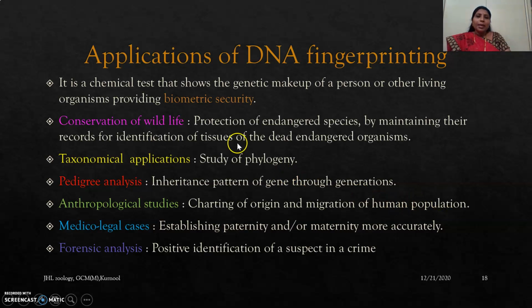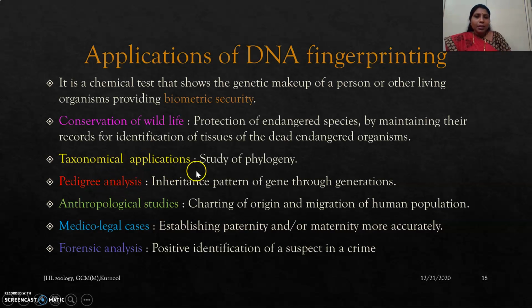As it is a chemical test that shows the genetic makeup of a person or other living organisms, it forms the biometric security. It is involved in the protection of endangered species by maintaining their records for identification of tissues and of dead endangered organisms. That means it is used in the conservation of wildlife. It has taxonomical applications in the study of phylogeny. It also has applications in pedigree analysis.